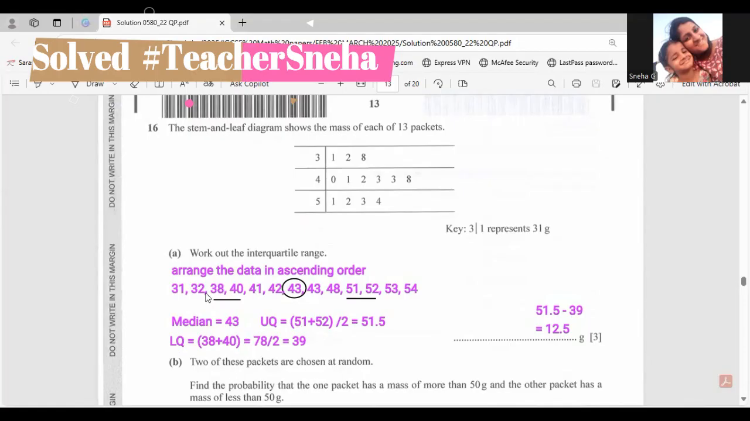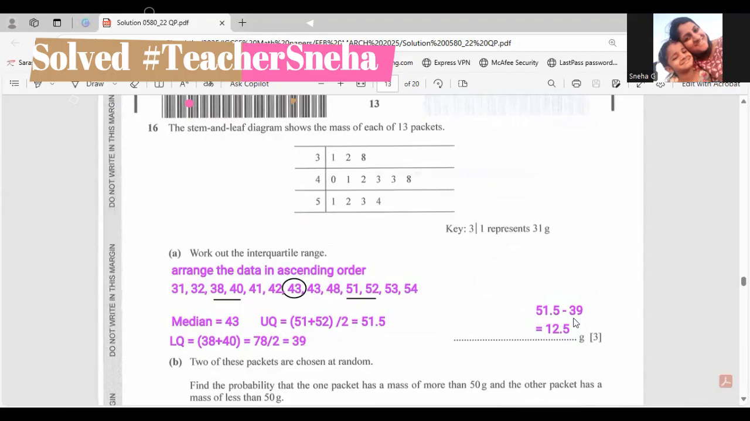So to work out the lower quartile, we need to take the median of these numbers here. So here we have altogether 6 outcomes, and the median of 6 outcomes will be the central 2 outcomes divided by 2. That is 38 plus 40 divided by 2. We get an answer for the lower quartile as 39. For the upper quartile, the central 2 numbers over here are 51 and 52, and the average of theirs is 51.5. So the value for the upper quartile is 51.5 and the lower quartile is 39.